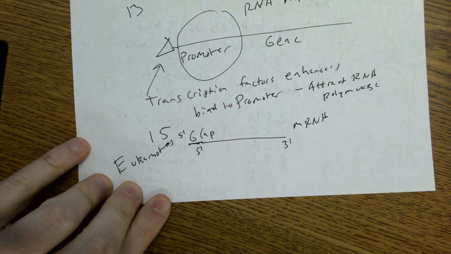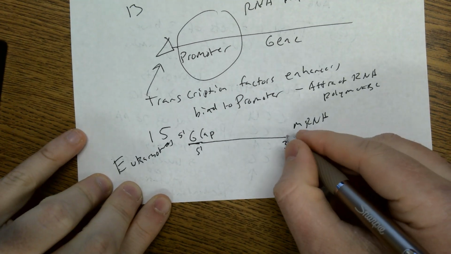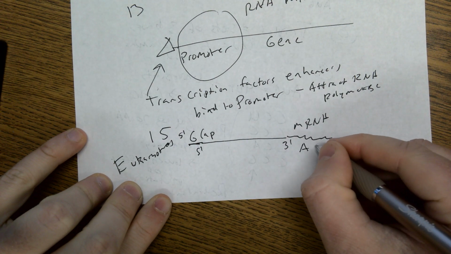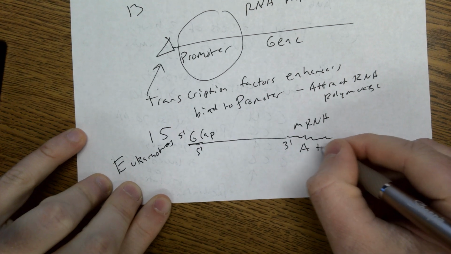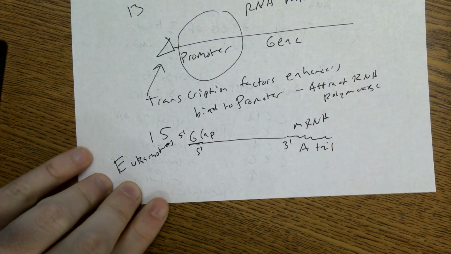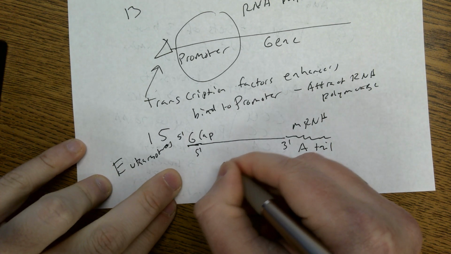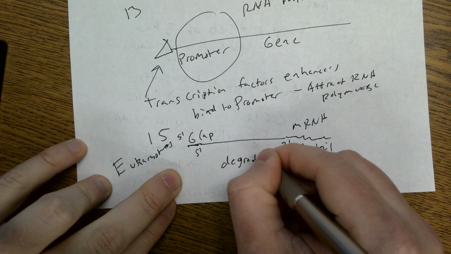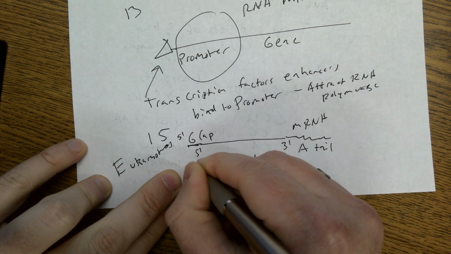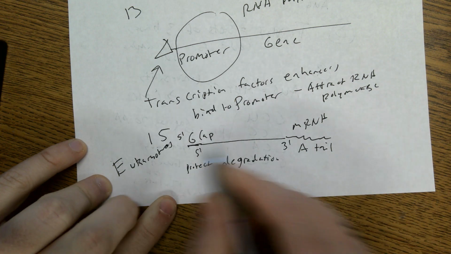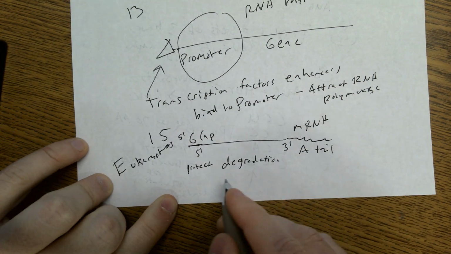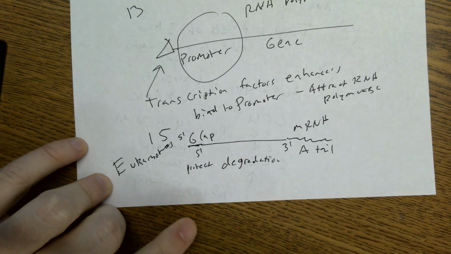So the G stands for guanine. And you add an A tail or an adenine tail to the end. These are to protect it from degradation. And so they stop any damage to your mRNA in the middle here by adding this cap and the poly A tail.